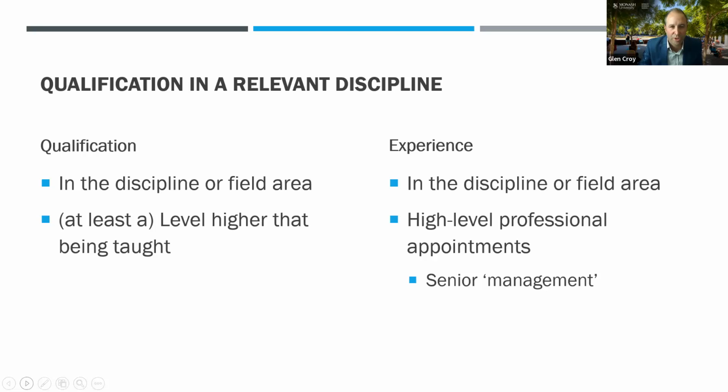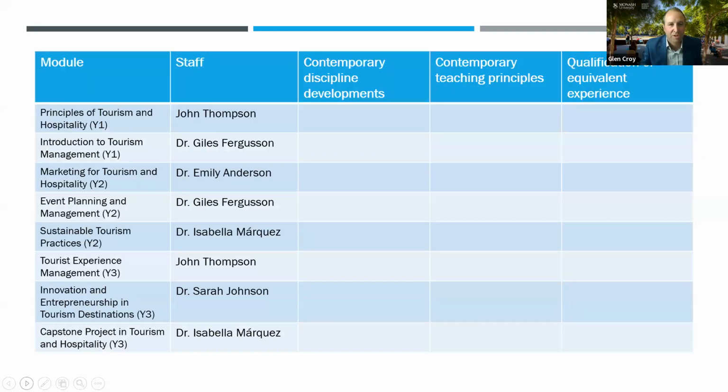Okay, all right. Assuming you've got a good understanding of those, and again, we'll give you guidance in the next stage, we're going to start going through a process where we're going to assess the staff in their teaching of the units. So we've got a table and we'll put you into 2 breakout rooms. And what I'm looking for you to do is to assess the staff for the specific modules that they're teaching across those 3 criteria. So assessing John against his contemporary discipline developments, contemporary teaching principles, and the qualification or equivalent experience for principles in tourism and hospitality. And we'll see later down also in tourism, tourist experience management.